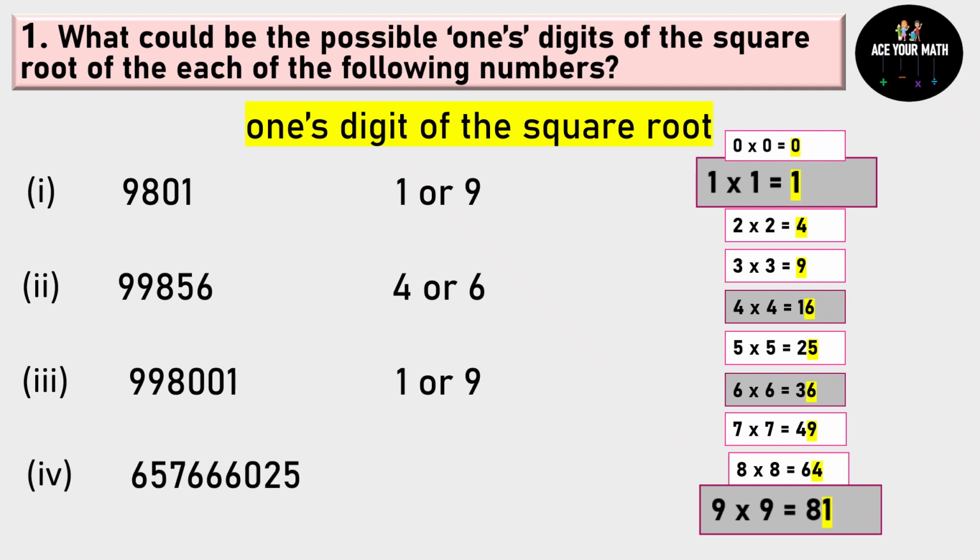Now look at the fourth part. The number is 657666025. See, the number is ending with 5. It means when you find the square root of this number, now look at the right hand side. When it is ending with 5, whenever you take the square of 5, the unit digit is 5 here. In 25, the unit digit is 5. It means when you find the square root of this number, the digit at the unit place will be 5 only.